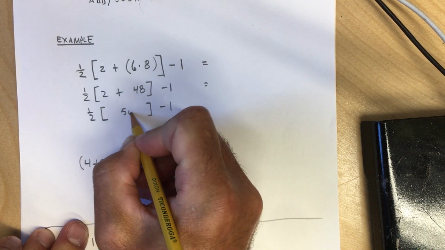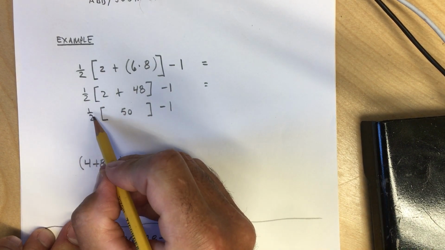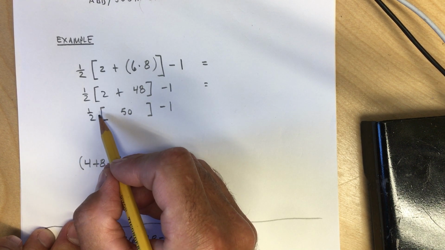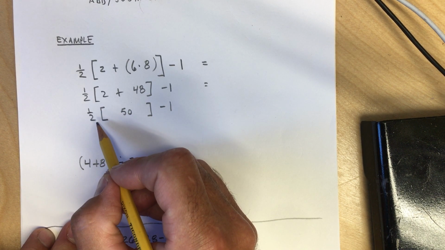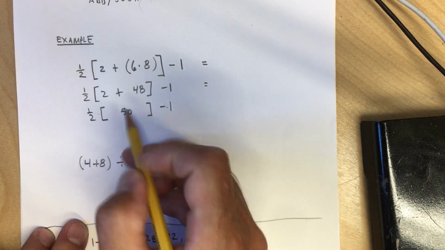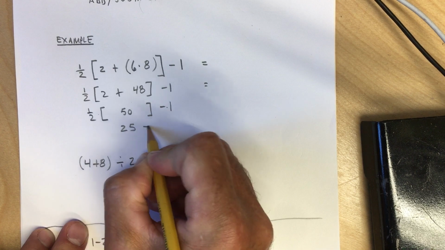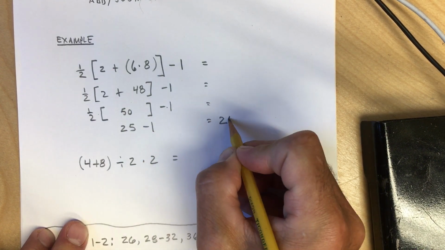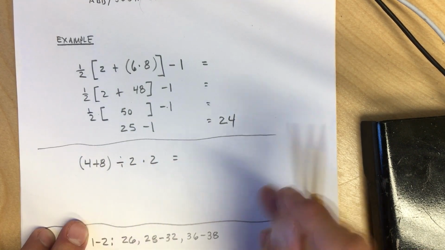That's 50. Now, there's no symbol here, but whenever you have a number next to a grouping symbol, it implies multiplication. So we have a multiplication and addition. We do this first. So half times 50 is 25. And then lastly, we do the subtraction. So that's how that works.